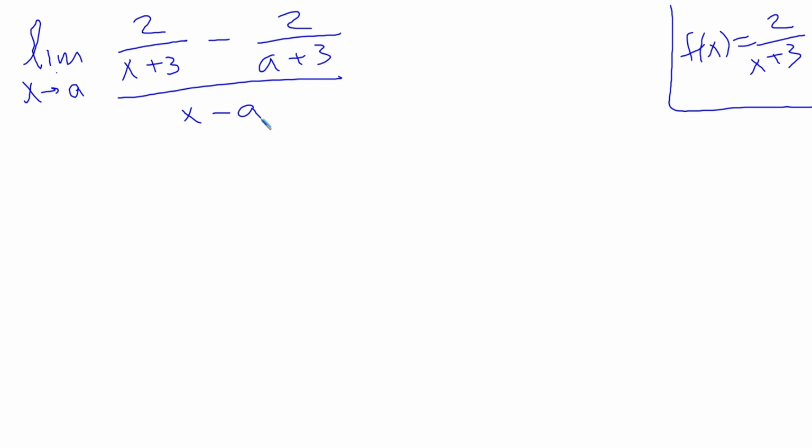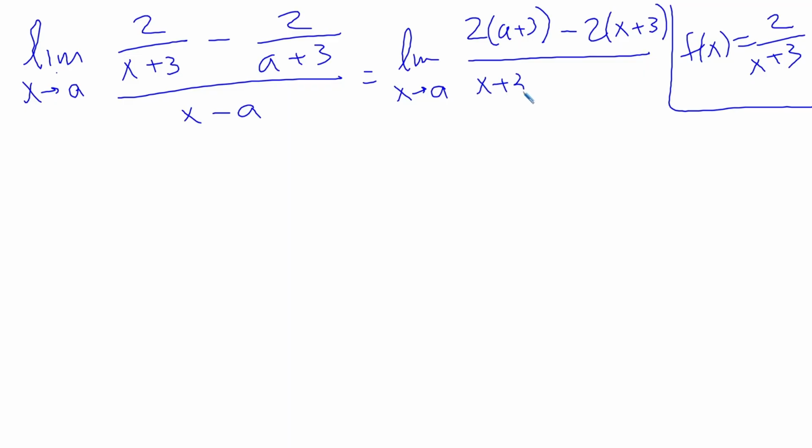We'll need to do the same strategy we've been doing, which is to get a common denominator, which is going to be a limit as x approaches a of 2 times a plus 3 minus 2 times x plus 3 all over x plus 3 times a plus 3, because we've multiplied the first fraction by a plus 3 over a plus 3, and we've multiplied the second fraction by x plus 3 over x plus 3. And then we still have this x minus a that was in the original denominator, which gets thrown in with our new denominator. So now we should be able to simplify out that numerator a bit.